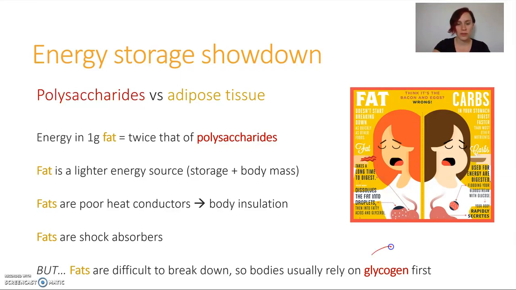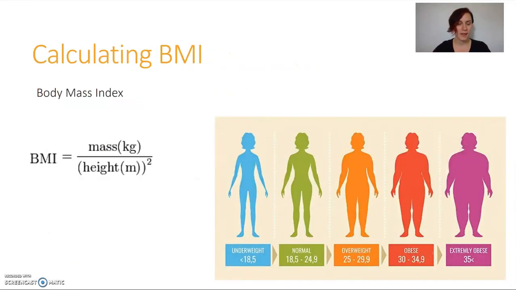Right, but there is a big but here: fats are difficult to break down, and our body usually relies on that stored glycogen, remembering that glycogen is a carbohydrate, and the body will break that down first, right? So we always talk about energy and wanting to burn fat, but the only way you can burn fat is if you get rid of your stores of glycogen first, because that glycogen is the body's number one preference.